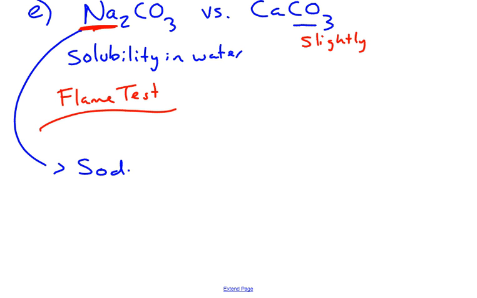Sodium in a flame is a yellowish orange. I always think it's a bright yellow, but then some people say orange.